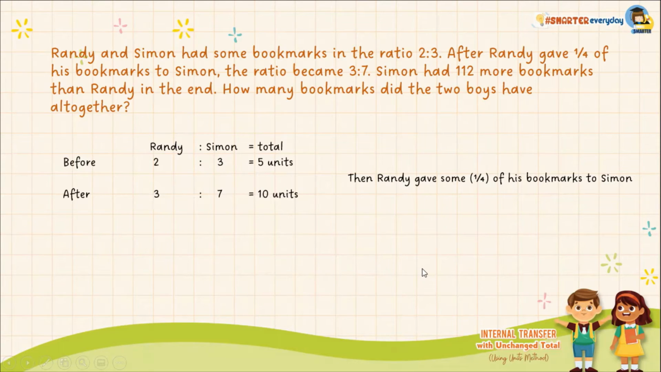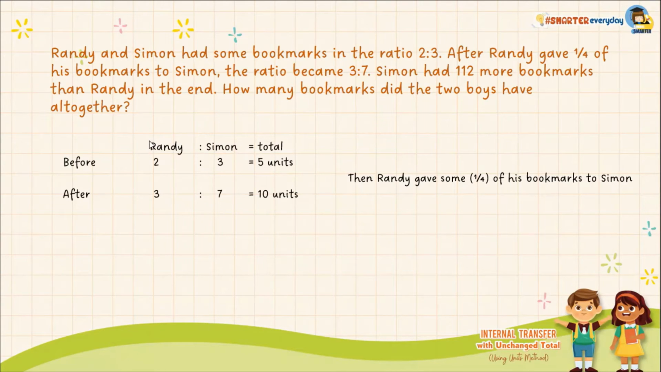But this isn't right because in internal transfer, remember that the total doesn't change. So we need to make them the same number, right? So in the before and after condition, the number must be the same. To make them the same, we need to find the lowest common multiple. Can you guess what is the lowest common multiple between 5 and 10? That's right, it is 10.